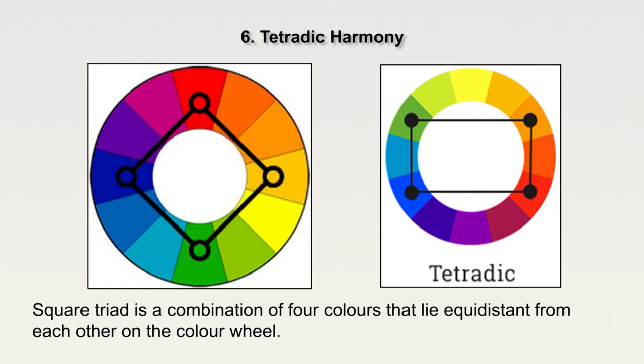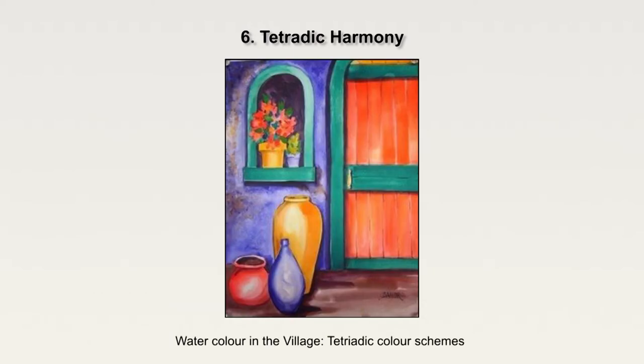In a rectangular tetrad, between two colors, there are three hues left over, and between the other two colors, there is only one hue that is left. The images here will give you a clear understanding. The image here has yellow, violet, red orange and blue green tetradic color scheme.